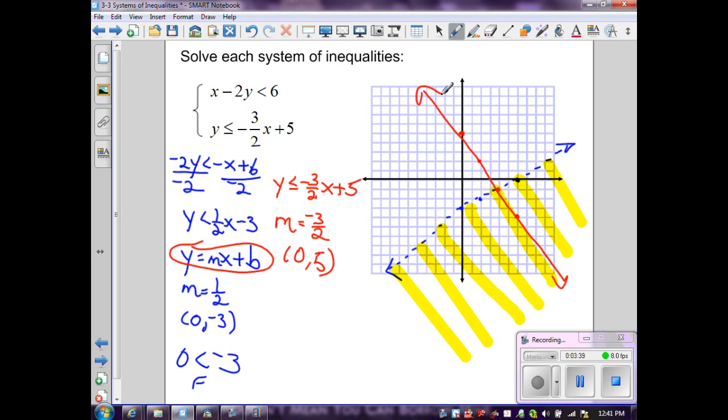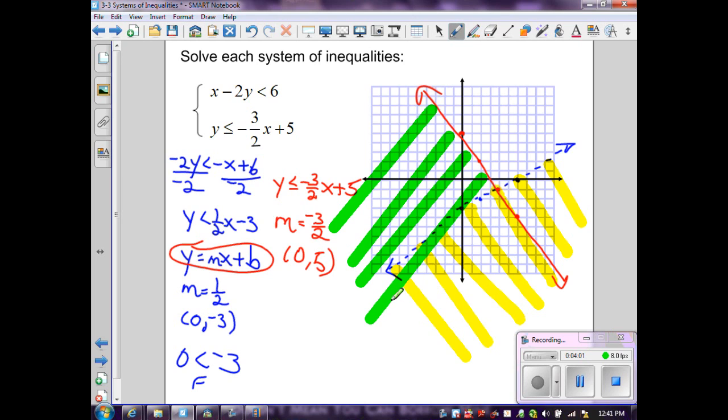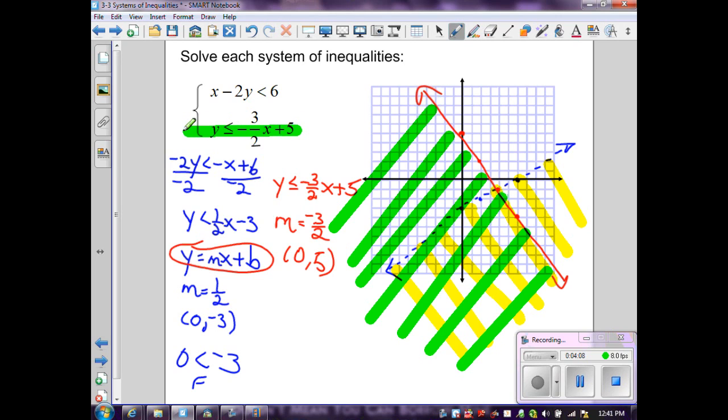And then determine on what side to shade. If I just use the inequality, I need to select y values that are less than this line. Y values are below the line. Therefore, if I just shade on that side, the green shading represents the solution set for that specific inequality. The yellow shading represents the solution set just for that inequality.